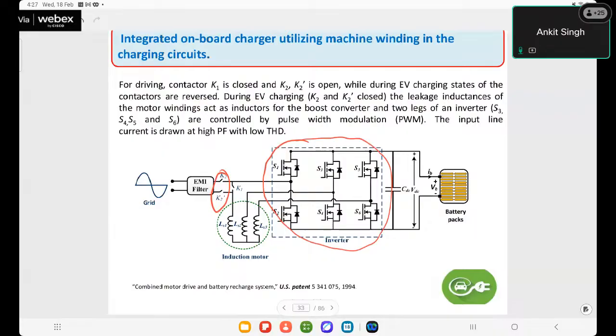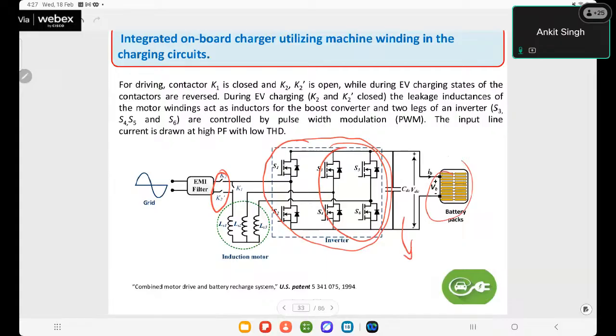So two legs we can use. When it is closed, these two legs can act as a boost converter. Okay, through the boost converter, it will automatically act as a boost PFC, as we know, and will charge the battery.